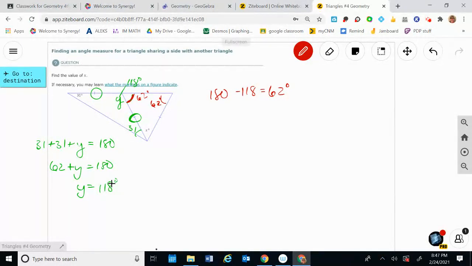So now we can add them together. 62 plus 62 plus X equals 180. That's 124 plus X equals 180. X is equal to 180 minus 124.